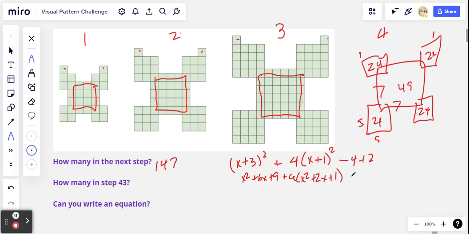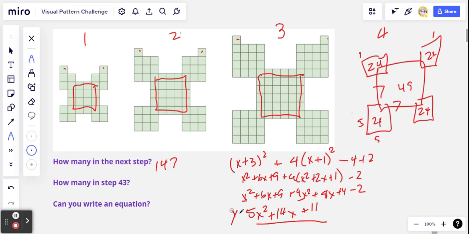And then -4 plus 2 is a -2. And let's see, distributing the 4. So we've got our x squared plus 6x plus 9 plus 4x squared plus 8x plus 4 minus 2. And we're going to have, let's see, we've got 5x squareds, and then 14 x's, and 9 plus 2 is 11 plus 11.